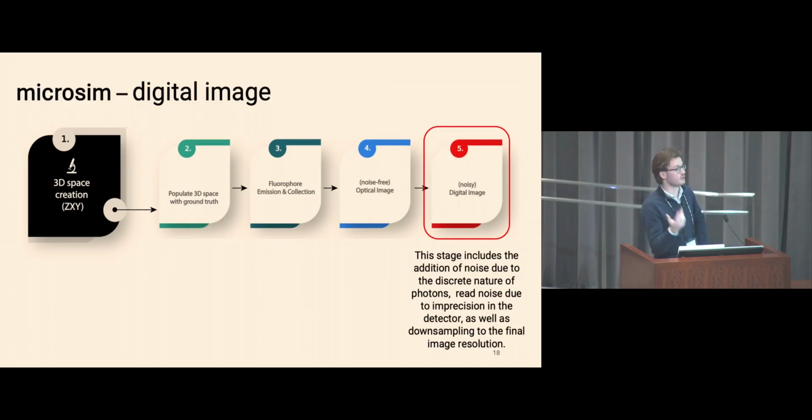And so really this stage includes the addition of the noise due to the discrete nature of photons, some read noise due to the imprecision of detectors, as well as, of course, downsampling to the dimensions that we know and are aware of for this final image resolution.